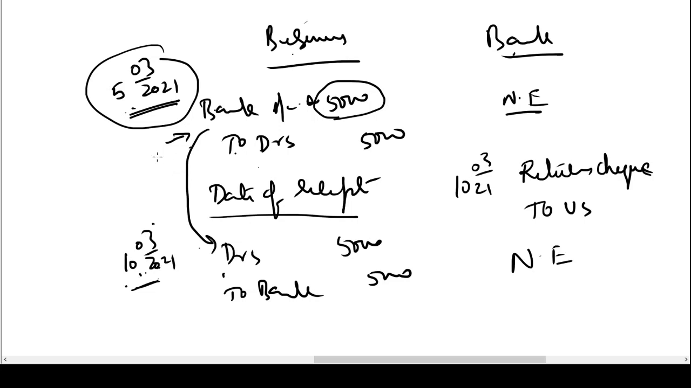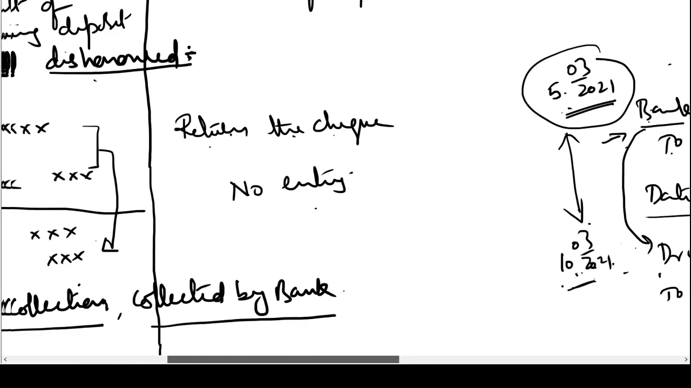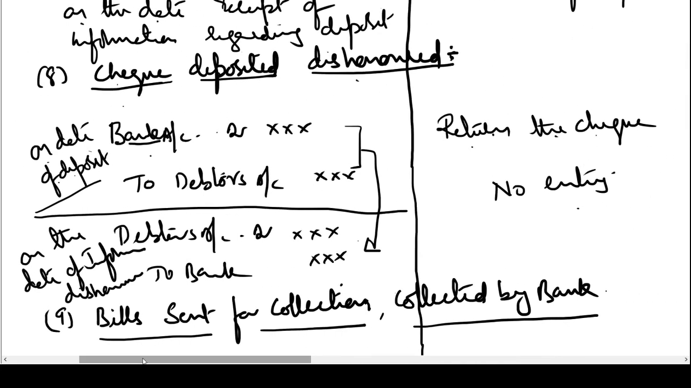So there can be a difference between this date and this date, because on 5th March there is an entry in my books, we are saying a deposit has happened, whereas bank is not showing any deposit. So our books will show higher balance, bank books will show a lower balance. But as soon as we know about the dishonor, we reverse this entry, the balance as per our books will also be reduced, and both the books will become equal. So we have to remember this.